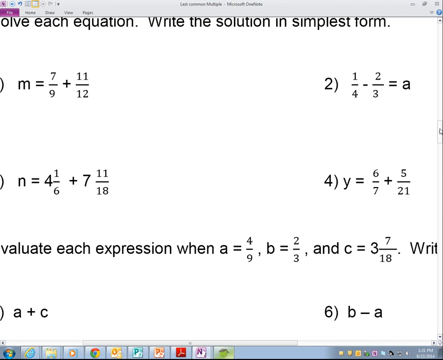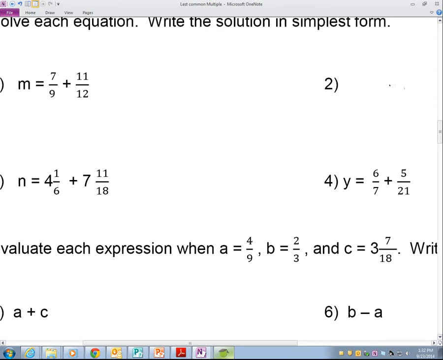Okay. So what's the first thing that we need to do? We're going to do 7/9 plus 11/12. We'll use the box method and figure out the LCM of 9 and 12.